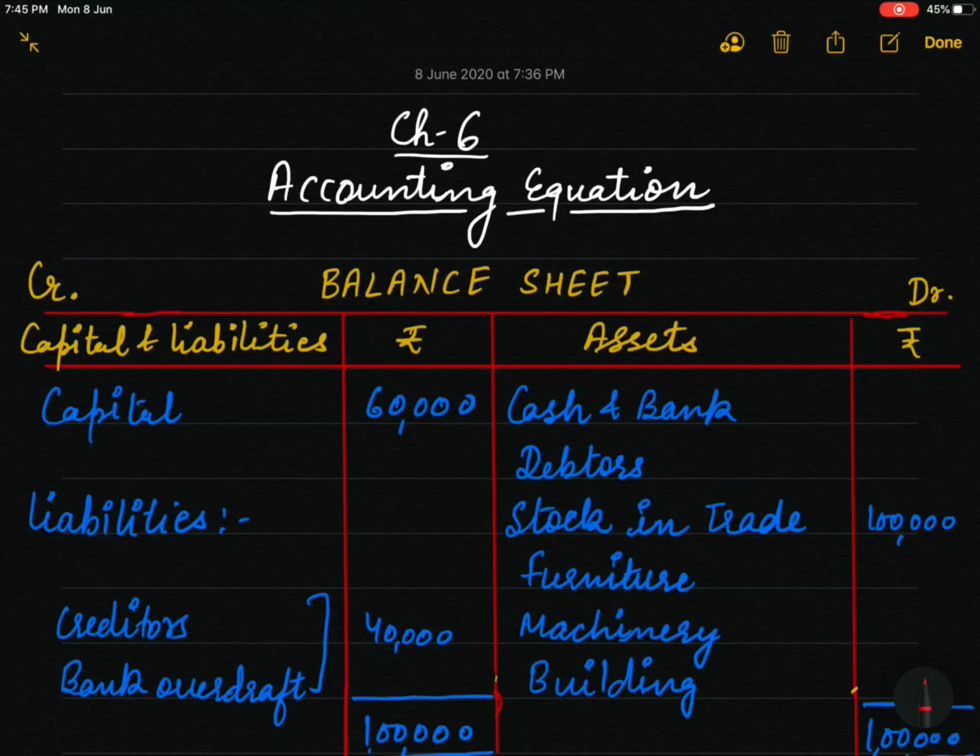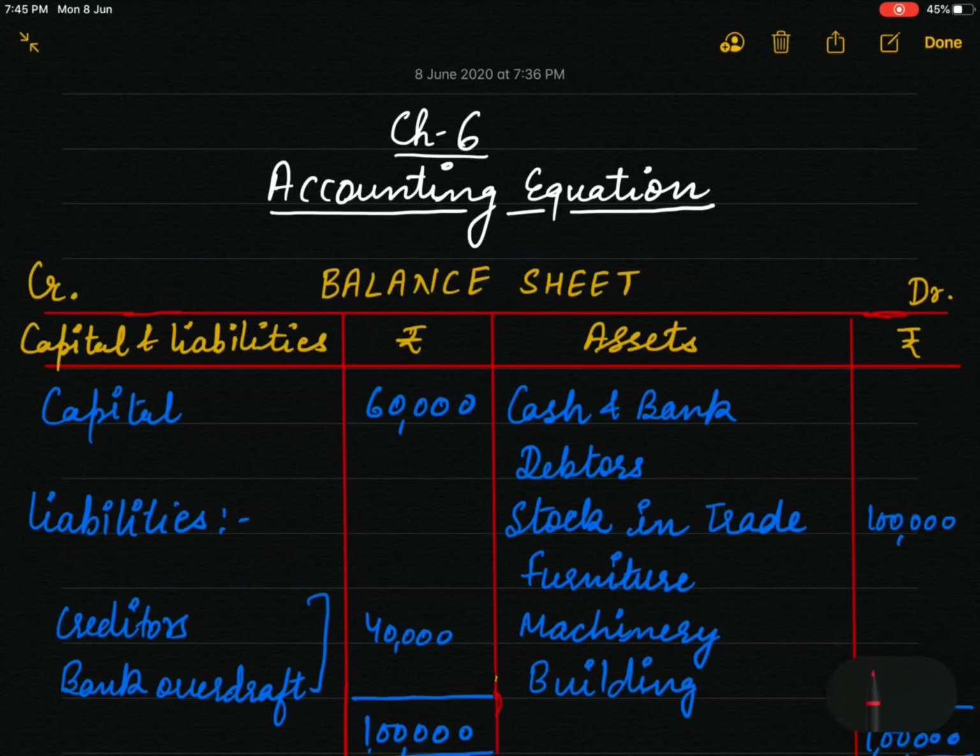Prior to understanding an accounting equation, it is essential to know about a balance sheet. So here is an example of a simple balance sheet in a T form. A balance sheet is prepared for knowing the financial position of any business, of any enterprise. It has two sides, asset side and liabilities side, debit side and credit side.